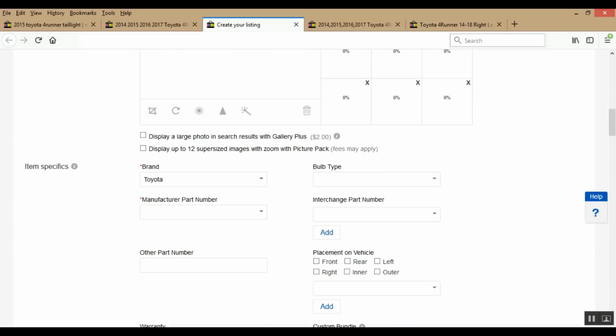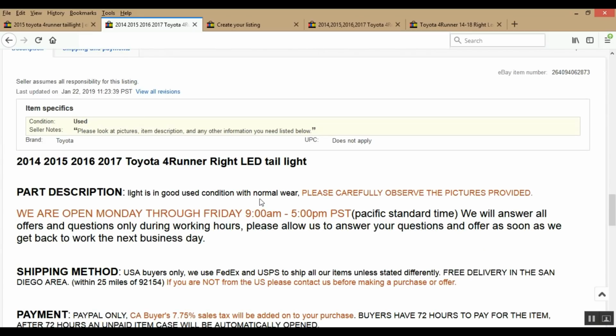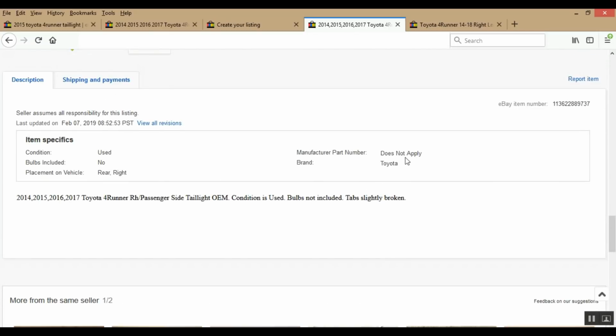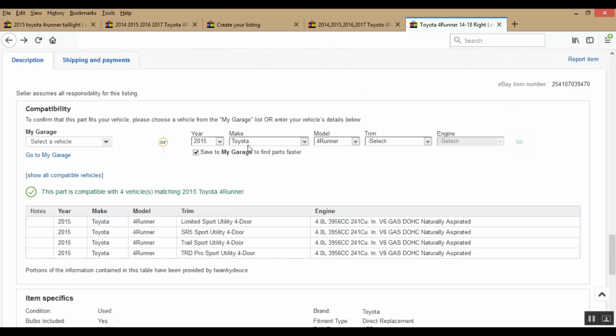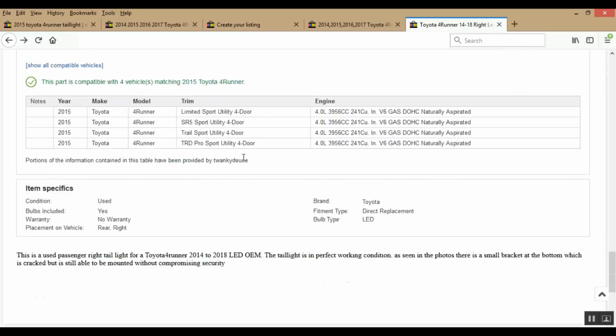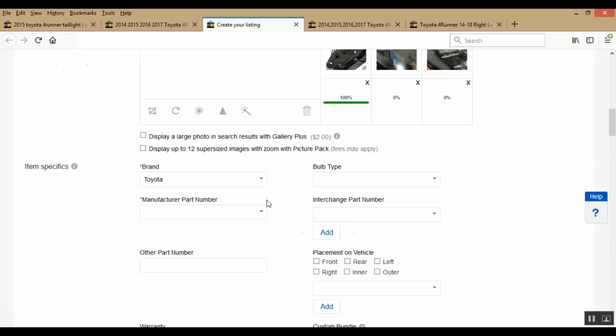Well, let's see if they had one listed somewhere. They did part number. They only did brand and UPC. They didn't even bother with it. Here, yeah, look, does not apply. I don't know, theirs is a little different. Okay, yeah, they don't have it either. So what we're going to do is just go with does not apply. We're just going to leave it alone. I'm not putting anything there or there.